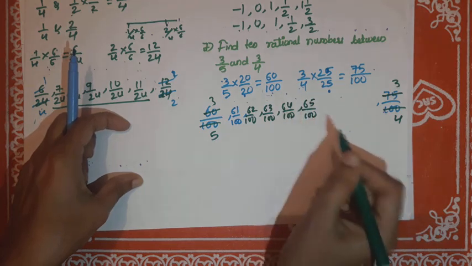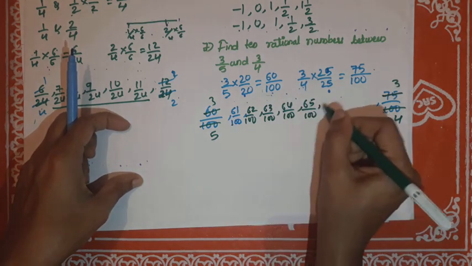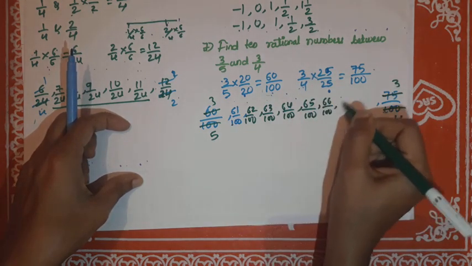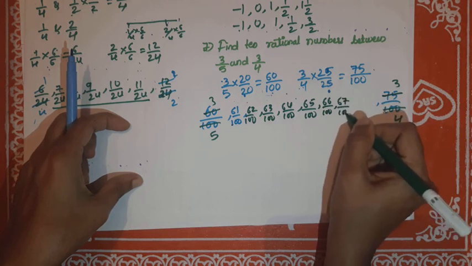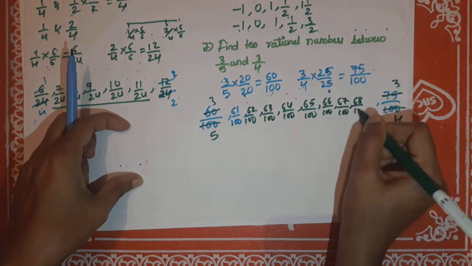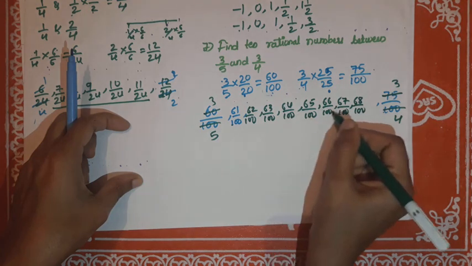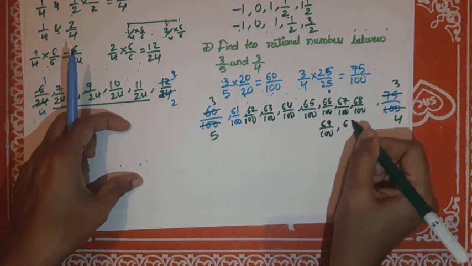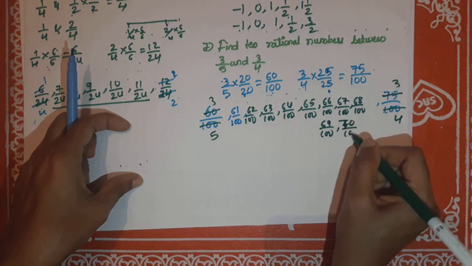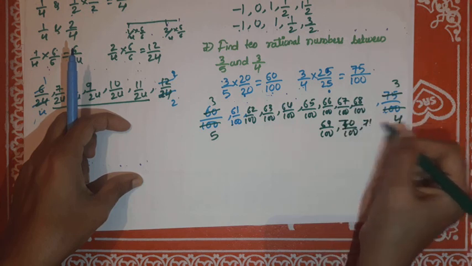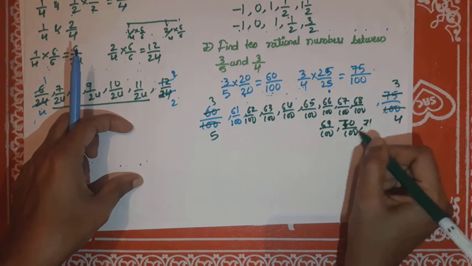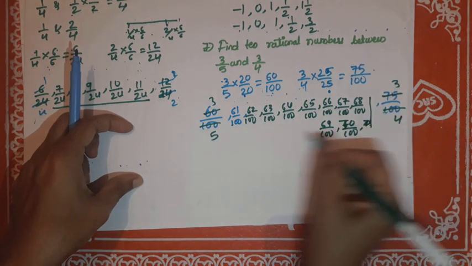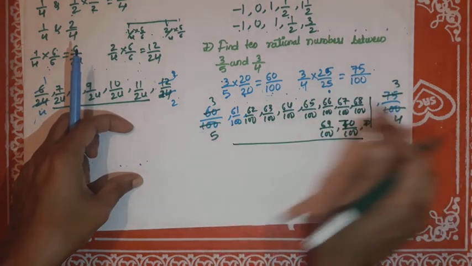We need to write 10. 1, 2, 3, 4, 5. Then 66 by 100, 67 by 100, 68 by 100. 1, 2, 3, 4, 5, 6, 7, 8. We have 69 by 100 and 70 by 100. You can also write 71, 72, anything. So here I have written a total of 10 rational numbers in between these two numbers.